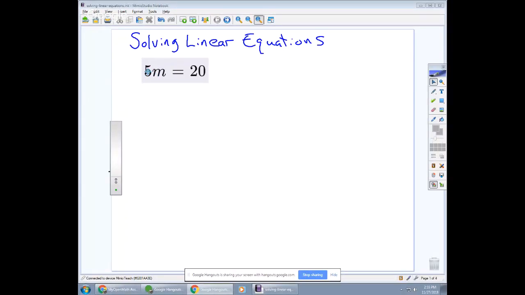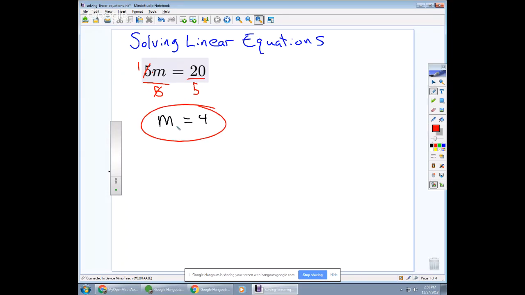So here I have 5 times some number m is 20. To solve this, to break that multiplication, I'm going to divide by 5. This works because a number divided by itself is 1. 1 times a number is itself. So now I have m equals, and 5 goes into 20 4 times. So I believe the answer is m equals 4.